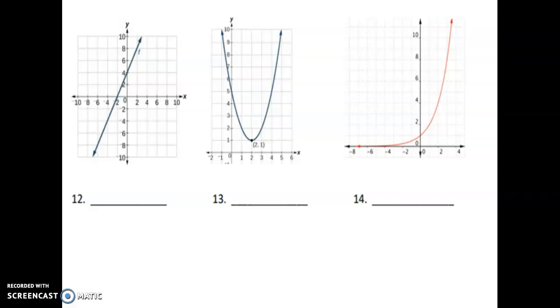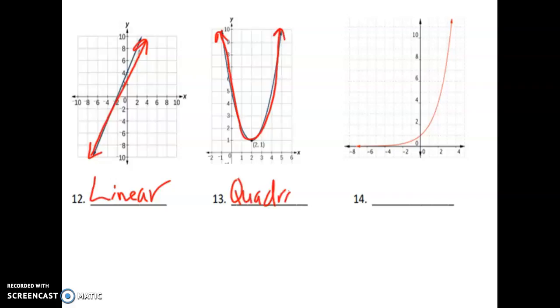Hopefully you'll be able to tell from our notes earlier, but here we have a straight line, right? And this would be a linear function. Here we have our U shape that is upward. So this is a quadratic. And lastly, we have our slow riser to our rapid increase. And so that would be our exponential function.